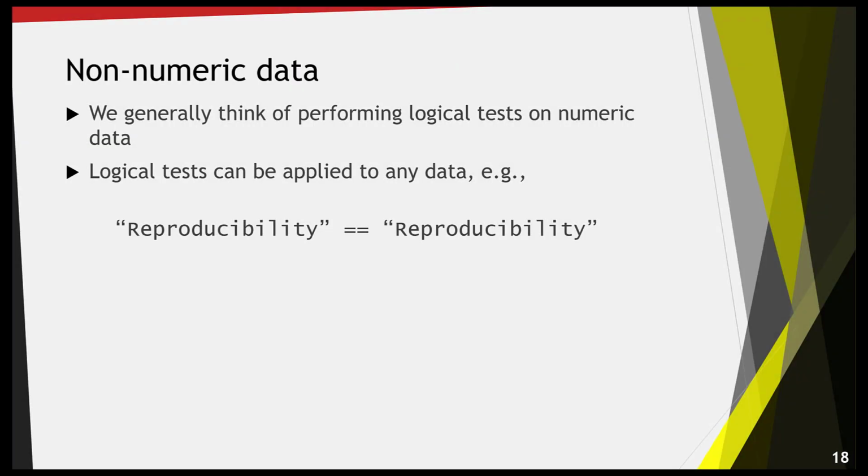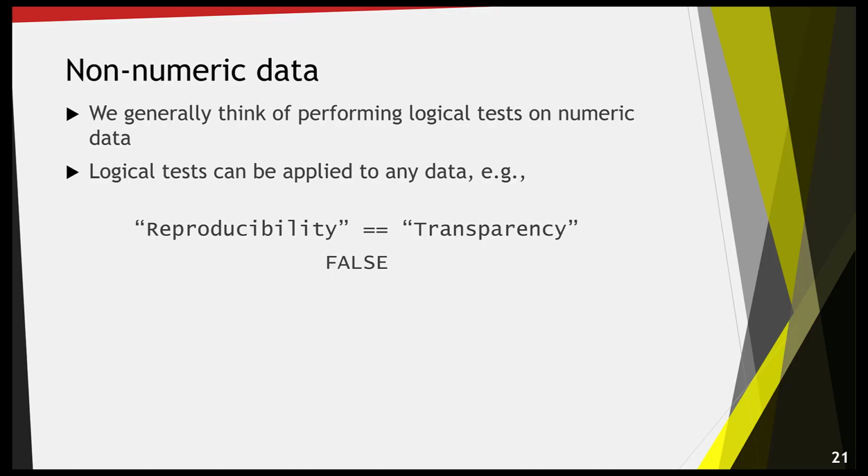So far, we've thought of performing logical tests on only numeric data. The fact is, you can apply logical tests to any kind of data. So for example, I could test whether or not the text reproducibility is equal to the text reproducibility. These are exactly the same, and so the result that I should get from this logical test is true. This is exactly the way that it works in R, and logical tests can be applied to any kind of data that you have in R. Likewise, you could test whether reproducibility is equal to transparency, and in this case, these two pieces of text are not identical to each other, and R will return false.